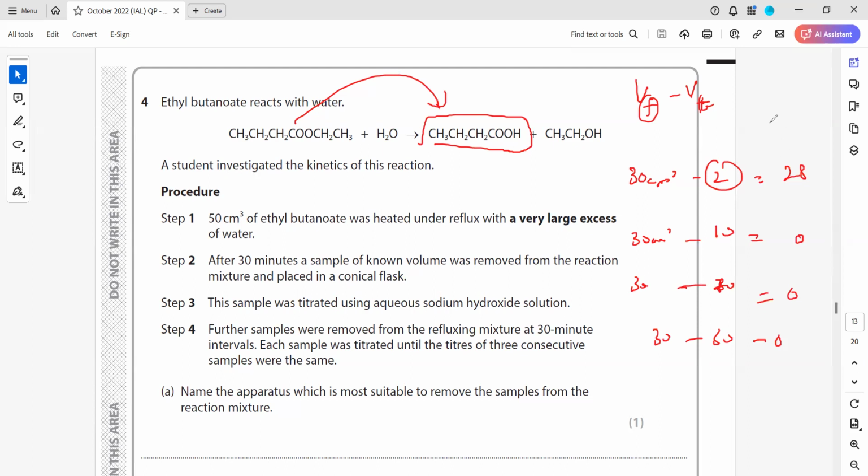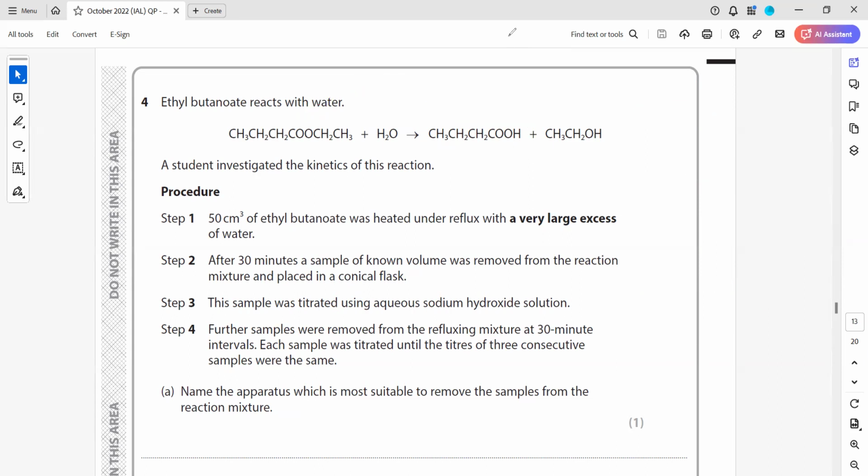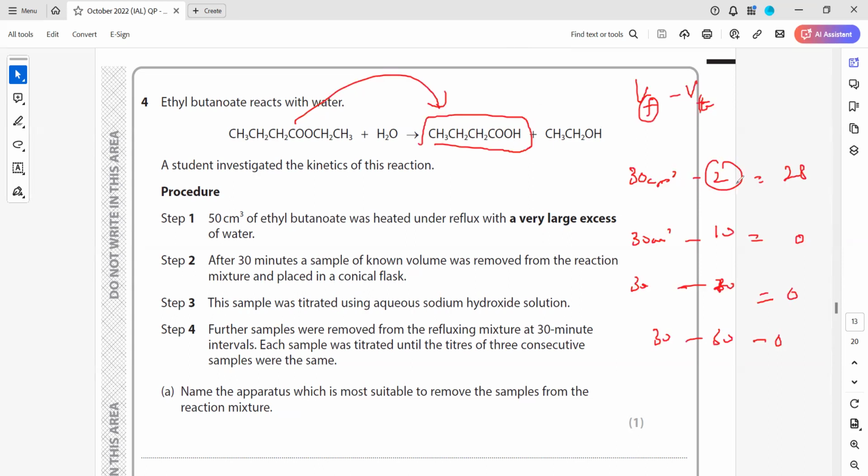So why do we take a difference in the volume rather than just the concentration of the sodium hydroxide needed for the reaction? The main idea is that the difference in the volume is proportional to the amount of ethyl butanoate in the mixture. If we have a greater amount of ethyl butanoate, the difference in the volume will be greater, because we'll have a small quantity of butanoic acid.